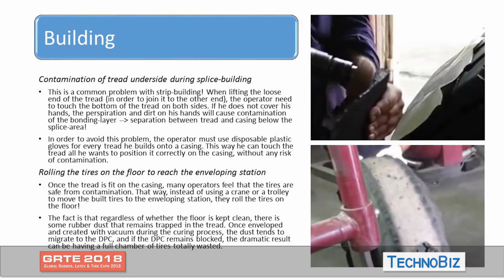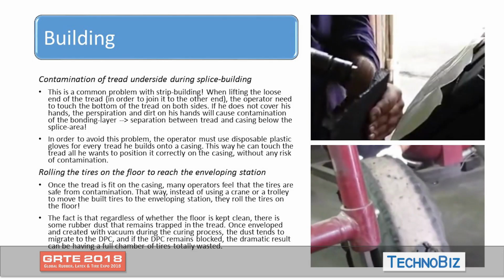Another point is rolling the tires after being built on the floor. How many times I have seen that they just remove the casing from the building machine and put it on the floor. Well, what is the end of this? When they put the casing on the floor, which has already been built, the casing collects small pieces of rubber.